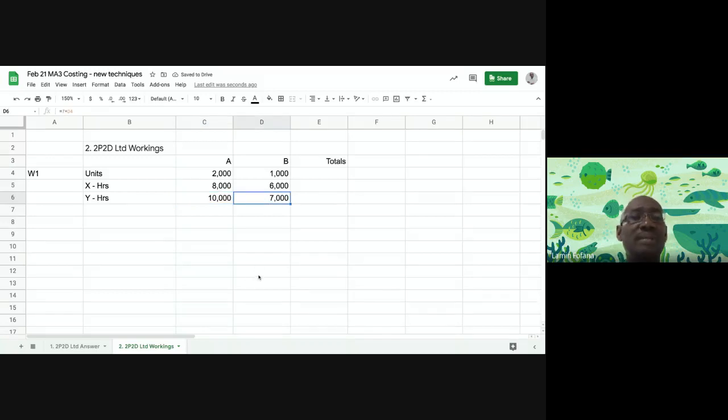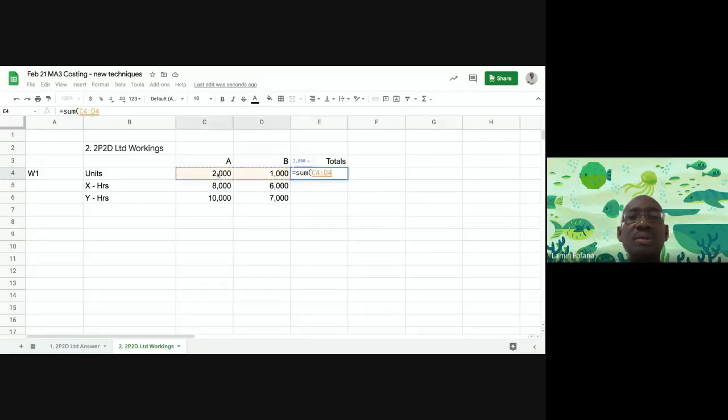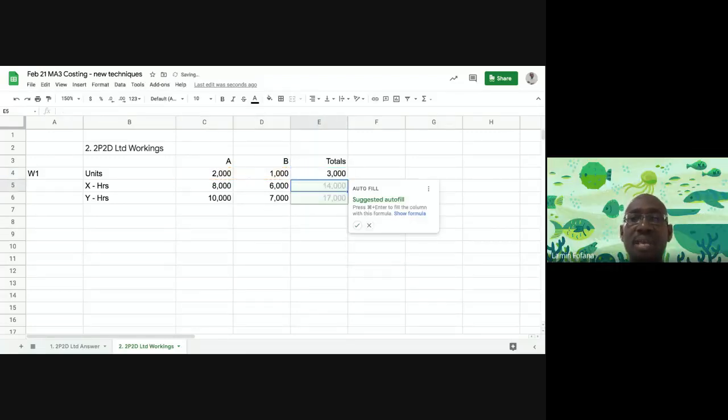So 0DP. Okay. So now we're going to add the total number of hours under each department. So we use the sum formula. We say equal sum, bracket opens, bracket closes, we enter, and we replicate.